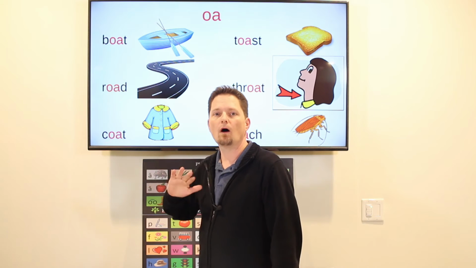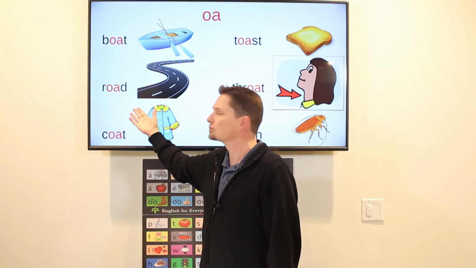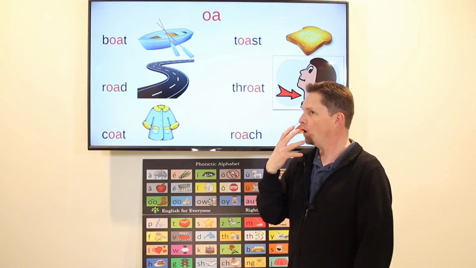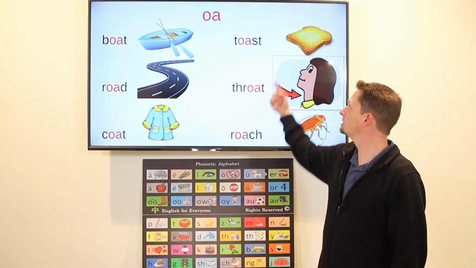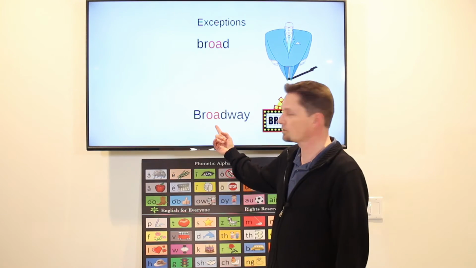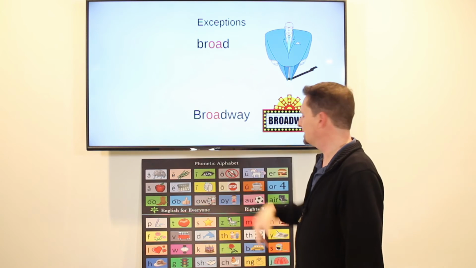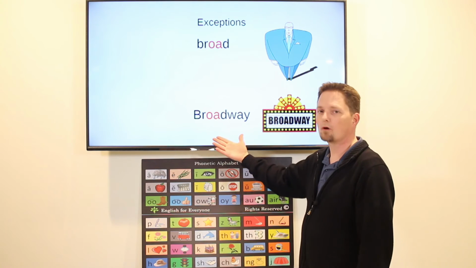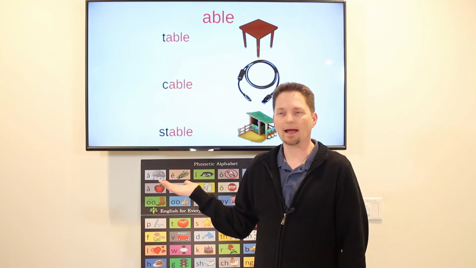The combination OA always makes the sound O. Examples: boat, road, coat. Make this long O. Roach, throat, toast. Exception for the O rule: the word broad and Broadway. This OA, not O, makes the sound aw like ball and call. Broadway, broad.